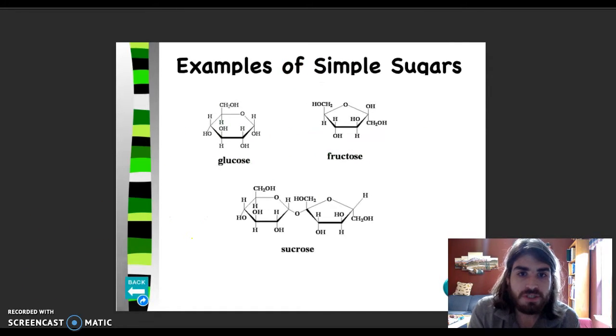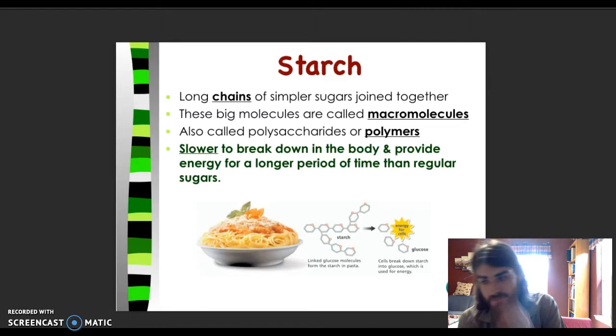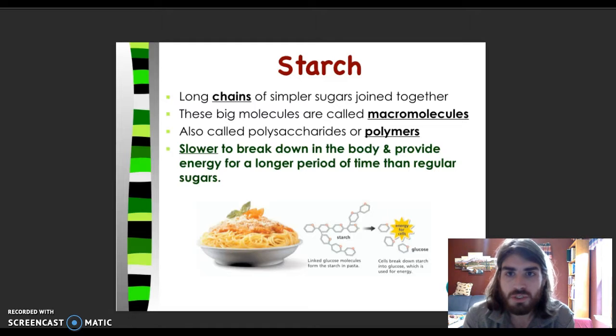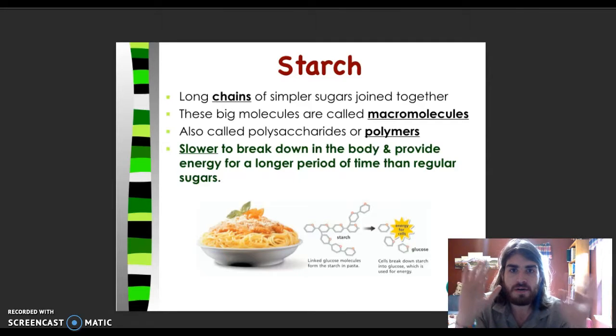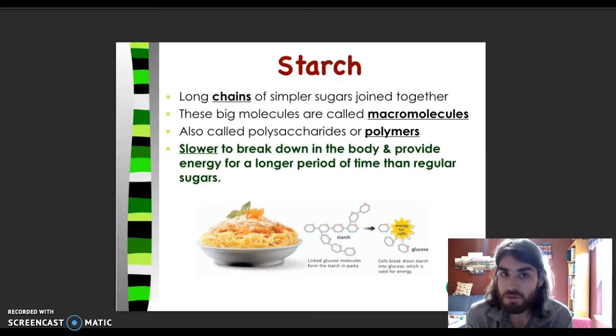As I said earlier, simple sugars can be either a long chain or a ring. Glucose, fructose, sucrose are all rings, and you can see sucrose connects two rings together. Starch consists of long chains of simpler sugars joined together. These big molecules are called macromolecules. People like to switch that out with biomolecules, but macromolecules mean big. Think macro. They're also called polysaccharides or polymers, and they're slower to break down in the body and provide energy for a longer period of time than regular sugars.